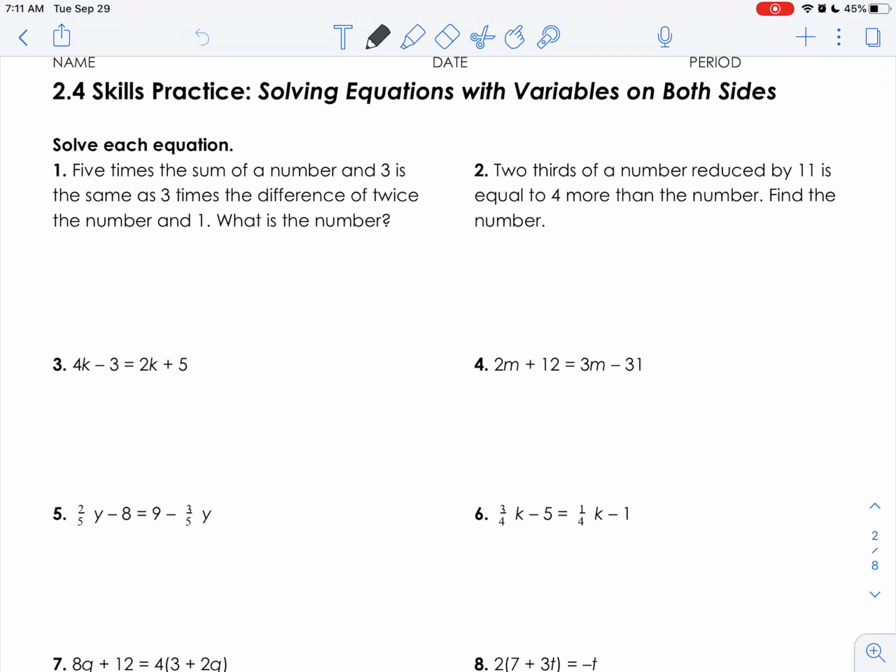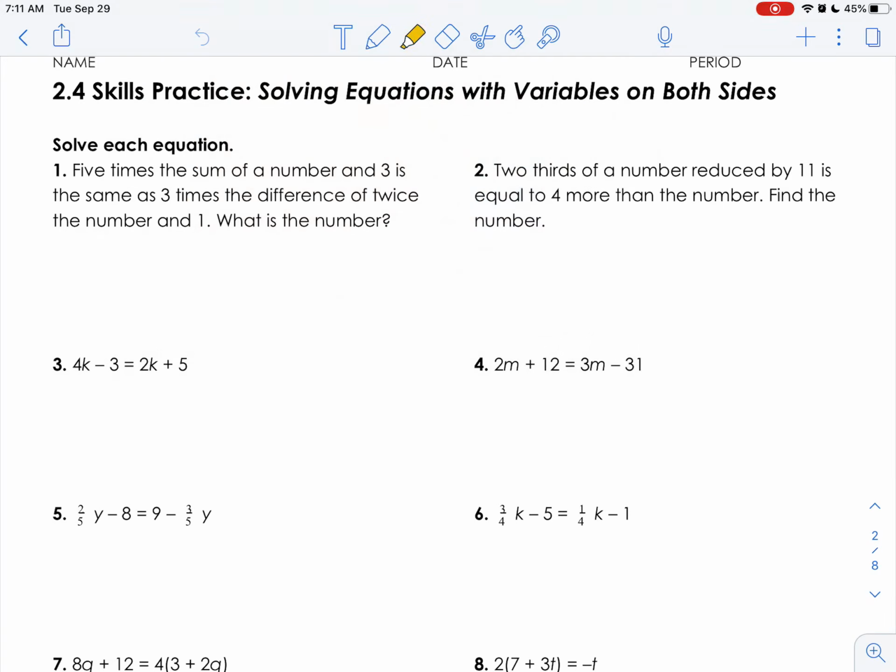Looking at number 1, it says 5 times the sum of a number and 3 is the same as 3 times the difference of twice the number and 1. What is the number? So this goes back to the idea of the math tricks or games we started playing last week. So we have to first decode and figure out what's happening here, and then we can solve and figure out the number.